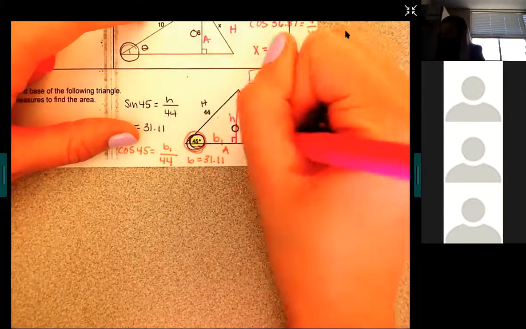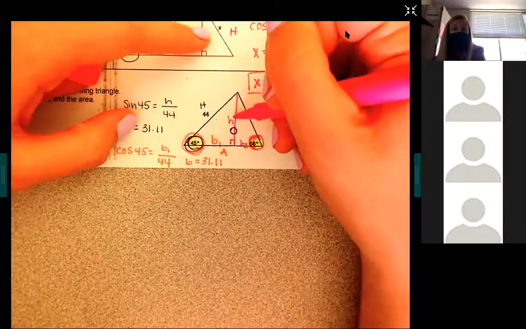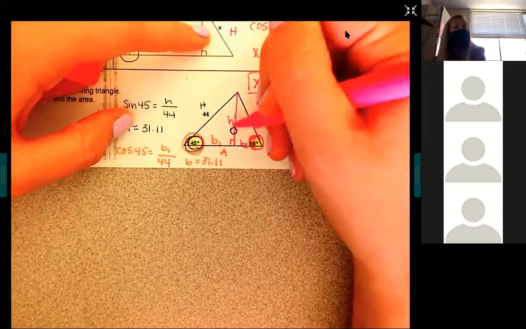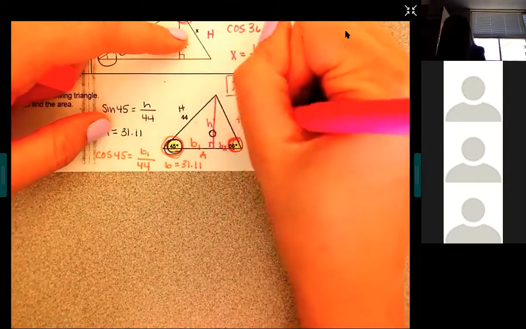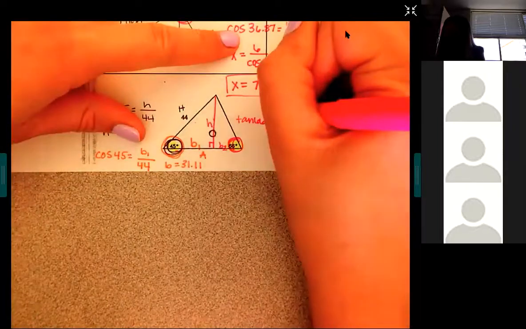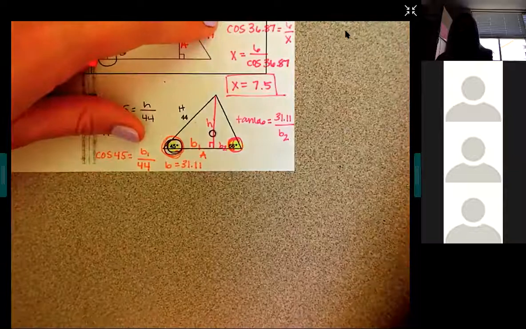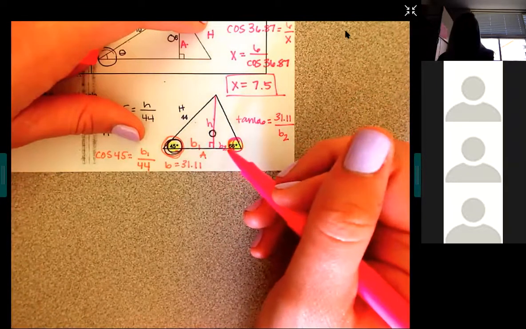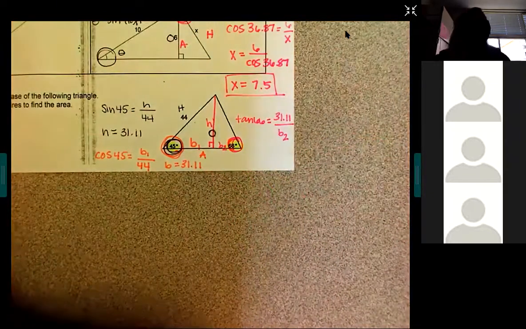So to find this second base, circle your angle at 66. I know the height now, so that's the opposite side, and then B2 is the adjacent. So if I have O and A, what am I using? Tangent. So I did tangent of 66 equals, the height was 31.11, and we're trying to find B2. Does that make sense? So then once you find what B2 is, you just add the two bases to get the whole base, and then you can find the area.